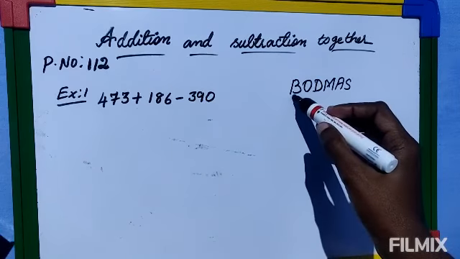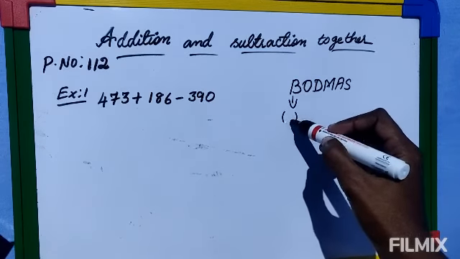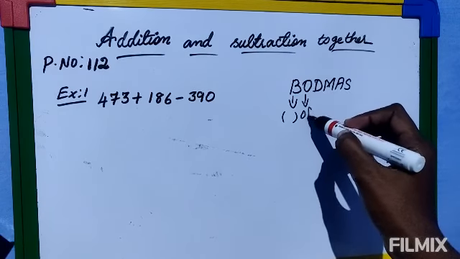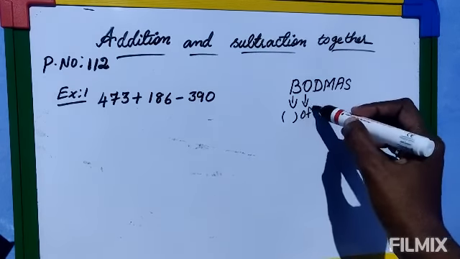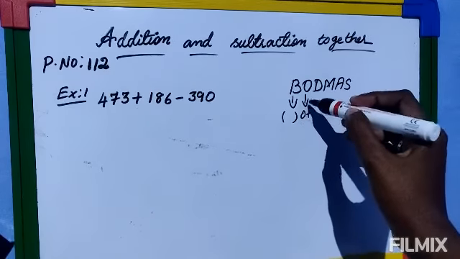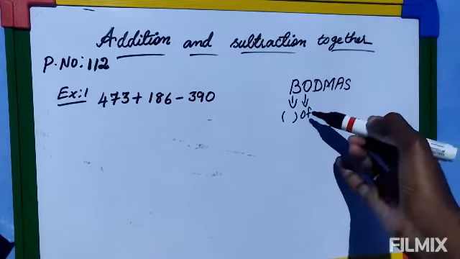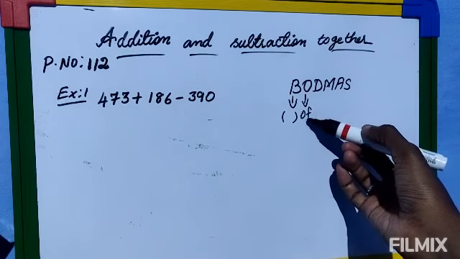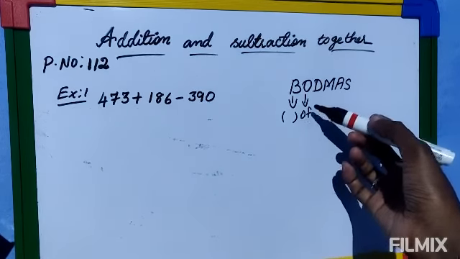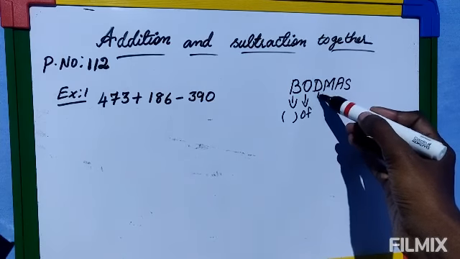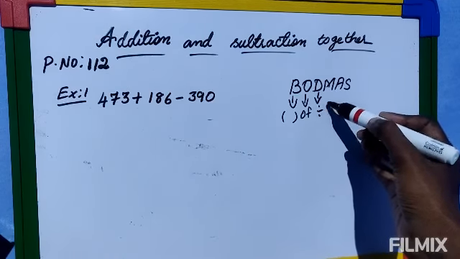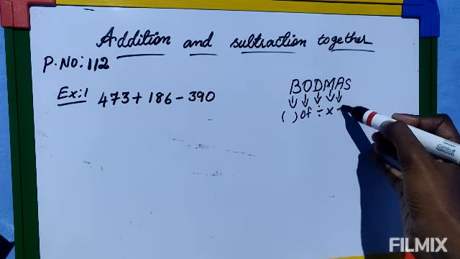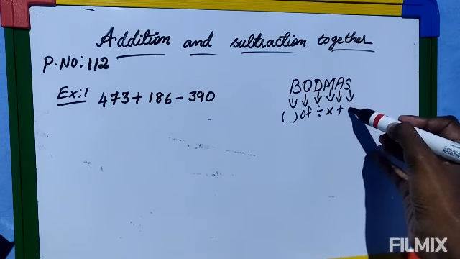Here B is bracket, and O is for OF. In higher classes this will come, maybe in class 11 and 12; it doesn't even come in class 8. D is divide, M is multiply, A is addition, plus, and S is subtraction, minus.